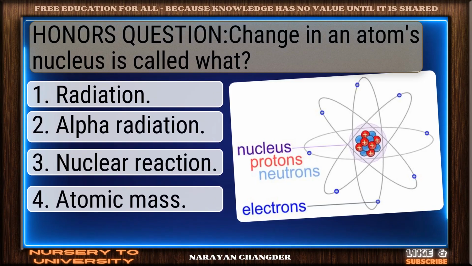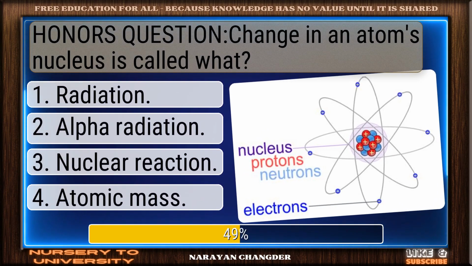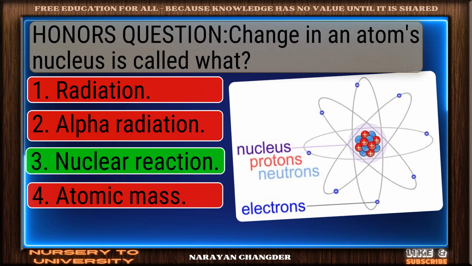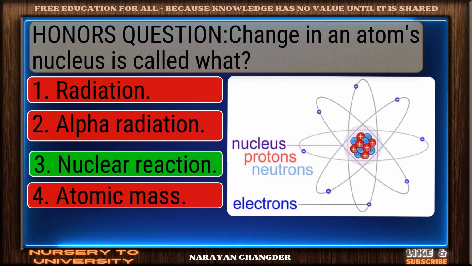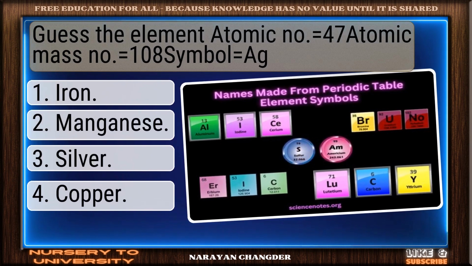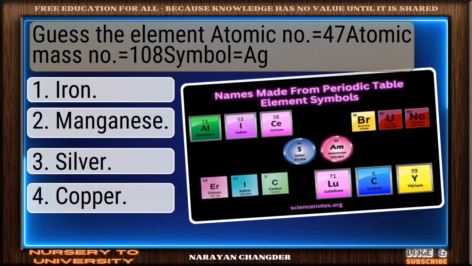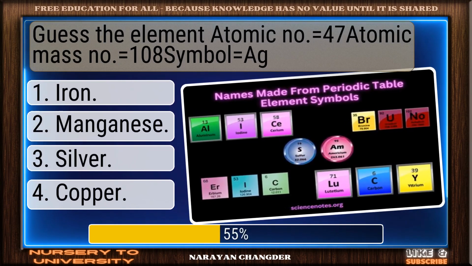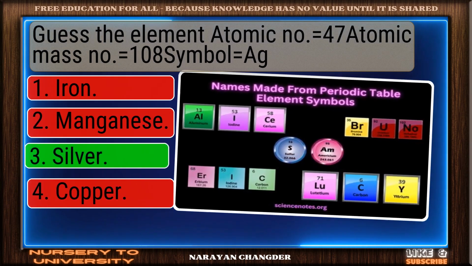Honors question. Change in an atom's nucleus is called what? Nicely done. Nuclear reaction is a solid answer. Guess the element: atomic number equal to 4, subatomic mass number equal to 100. Clear logic. Your choice, silver, is sound.